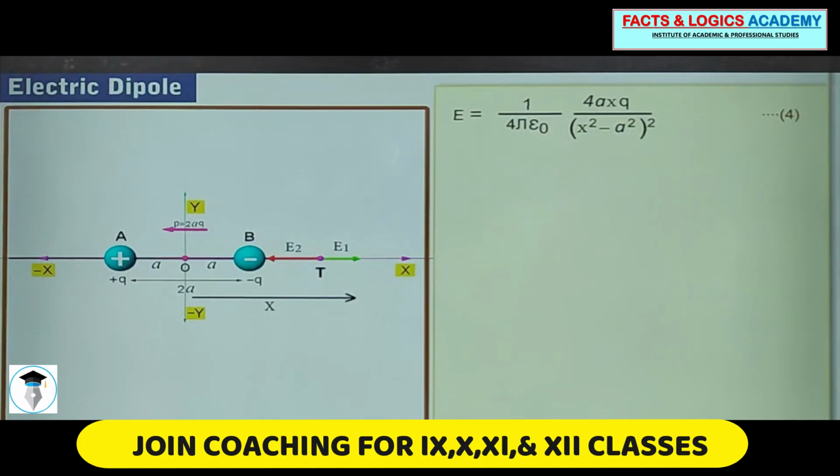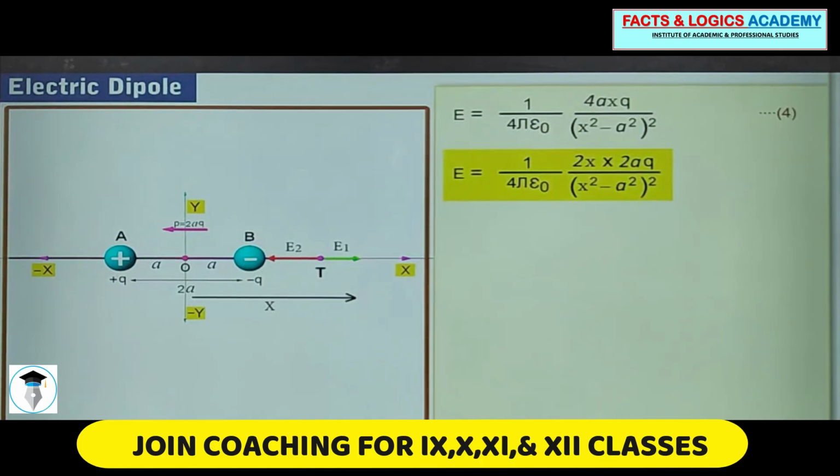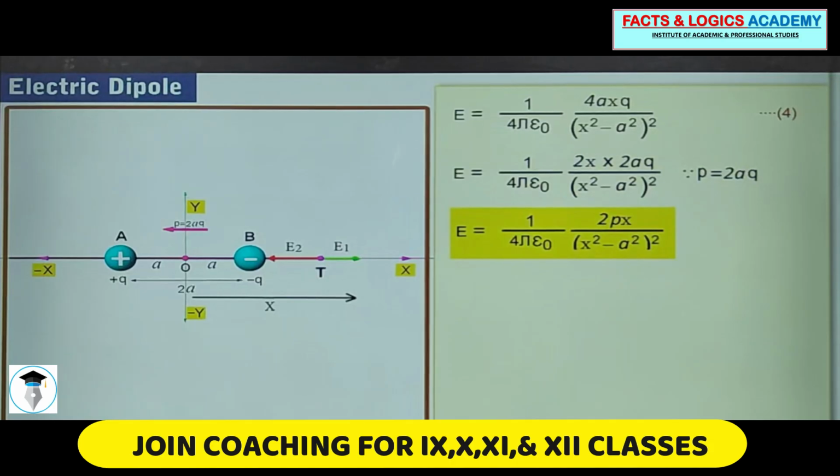On further solving equation 4, we get E is equal to 1 by 4 pi epsilon naught 2x into 2aq by (x square minus a square) whole square. Please note that in this equation, 2aq is the magnitude of the dipole moment P. Therefore, E is equal to 1 by 4 pi epsilon naught 2px by (x square minus a square) whole square. Let us label this as equation 5.